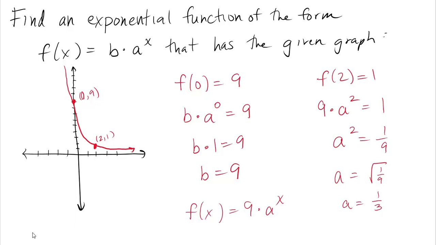And so we finally have our function. Our function is f of x equals 9 times 1/3 to the x power. We shouldn't be surprised that the base is between 0 and 1 because the exponential function was decreasing. Remember that the function decreases when the base is between 0 and 1. So the fact that we got a base between 0 and 1 is a good sign because it fits our graph. Let's try one more.